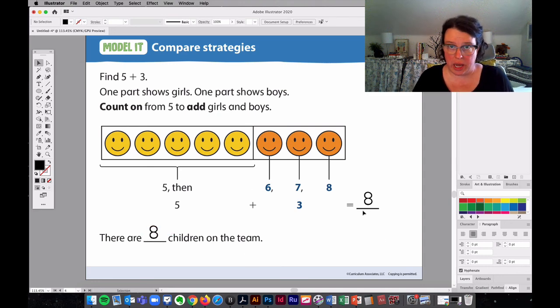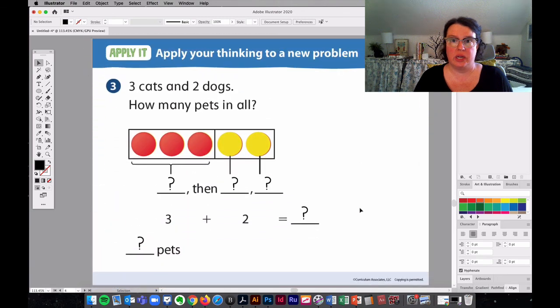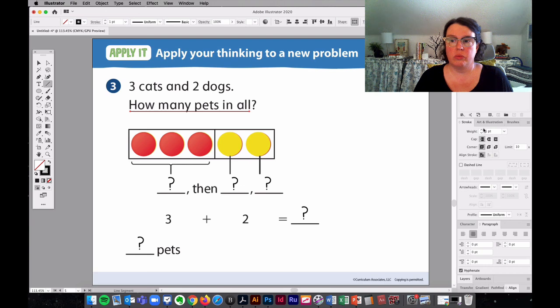You ready to try it again? Let's look at a different problem and see if we can use the same strategy. I'm going to underline the information that we need to solve the problem. How many pets in all? That's what we're trying to find. The information that we have, 3 cats, see there's a number, 2 dogs, another number. So I have the pieces of information and the question.